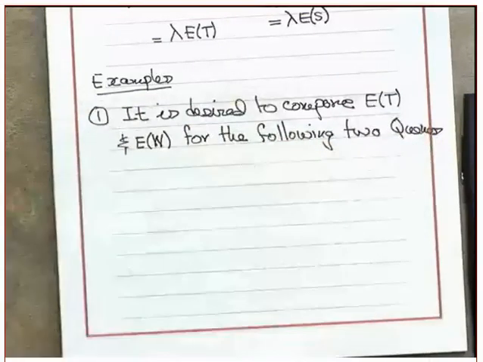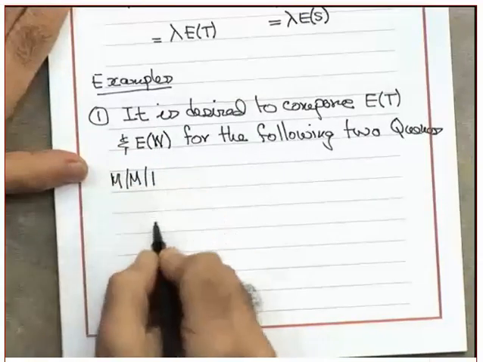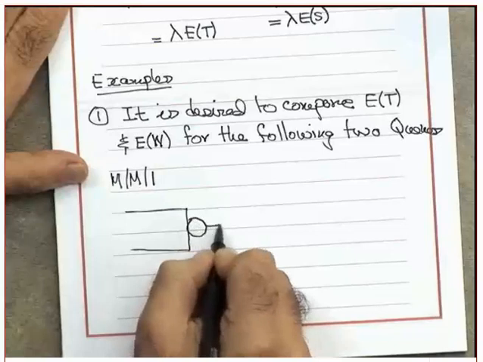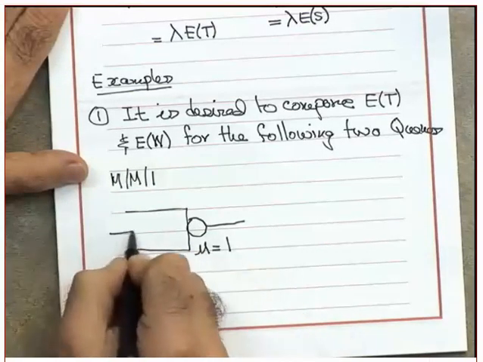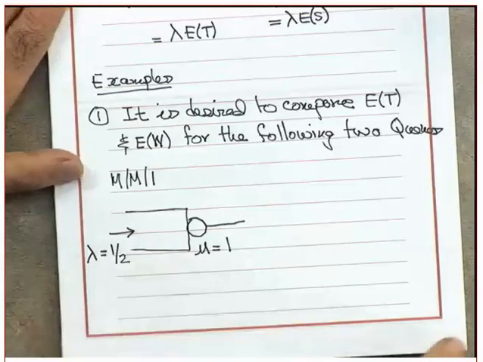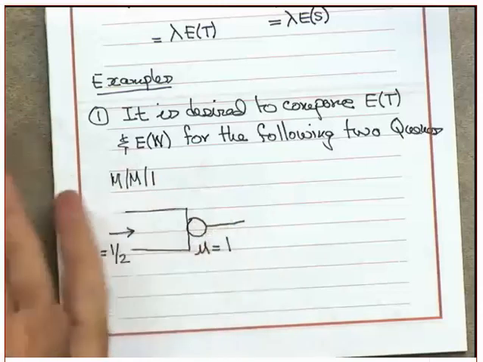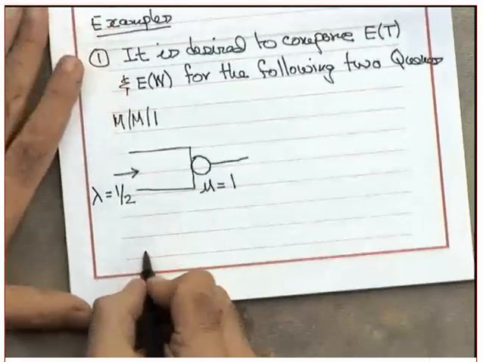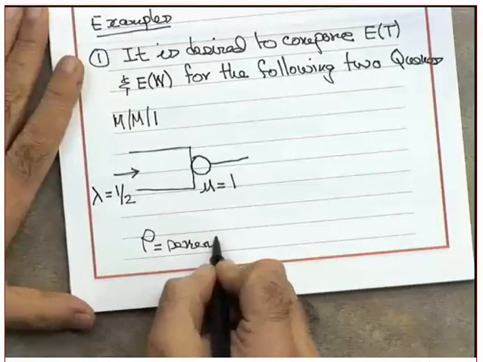Two different Qs. The first one is an MM1. I have an MM1 with a server whose service rate is what? 1. And the arrival rate, lambda, is what? 1/2. Why did I make this 1/2? Remember, it has to be less than 1. If it is more than 1, it will blow up. Clear? Okay. What is the server utilization here?